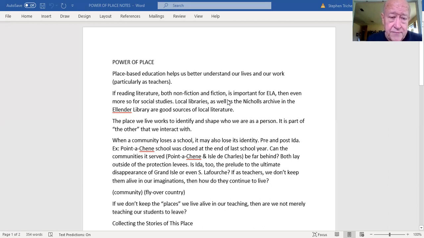But you have to get to know your community and get to know your world much more so. And part of this is, again, the lack of place-based education, particularly in your middle school and secondary educations. Okay. We recognize that the place or the places we live work to identify and shape who we are.